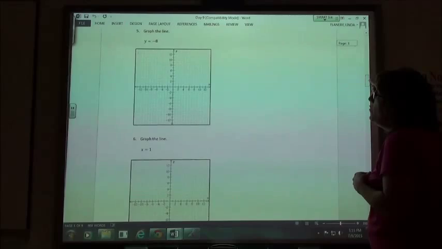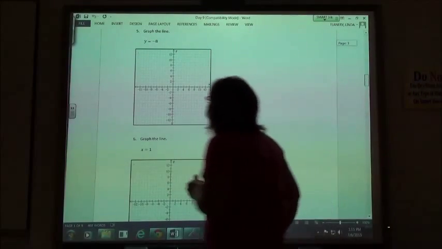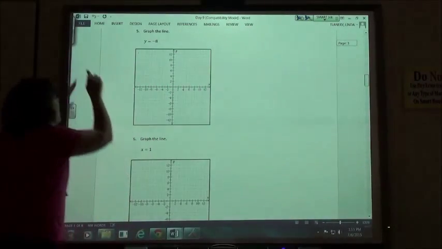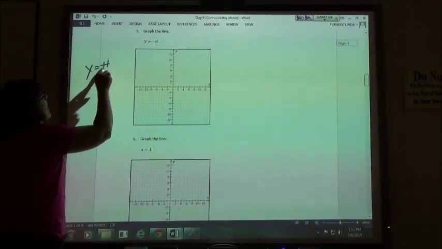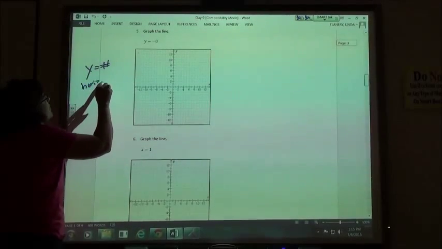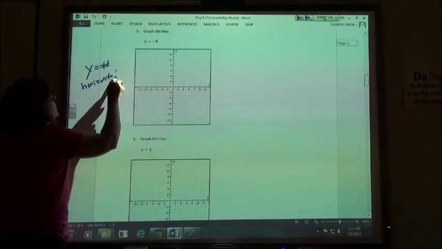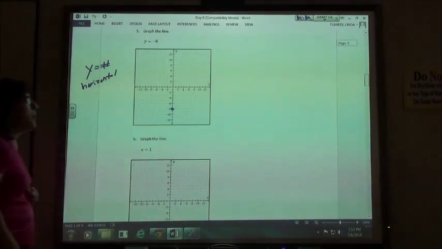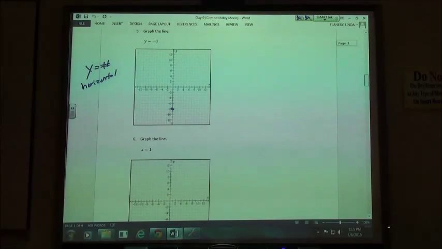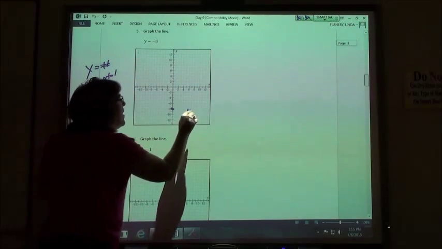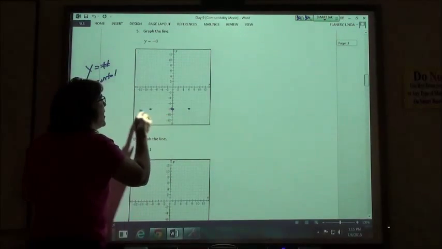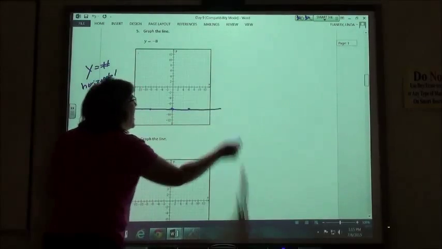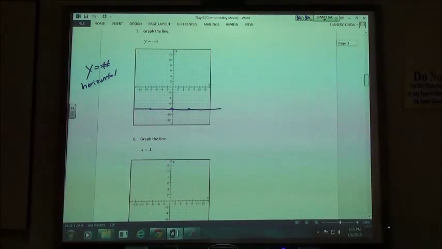So number 5, we're graphing the line y equals -8. Since it's y equals my number, I know it has to go horizontal. So y equals -8. -8 on my y-axis is down there. Since my line has to go horizontally, I just mark a point to the left and to the right, or the right and the left, and then I can draw my line, and y equals -8 looks something sort of like that.